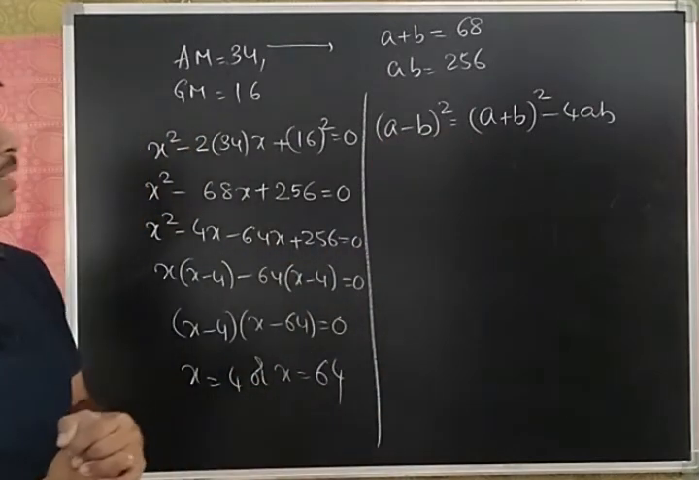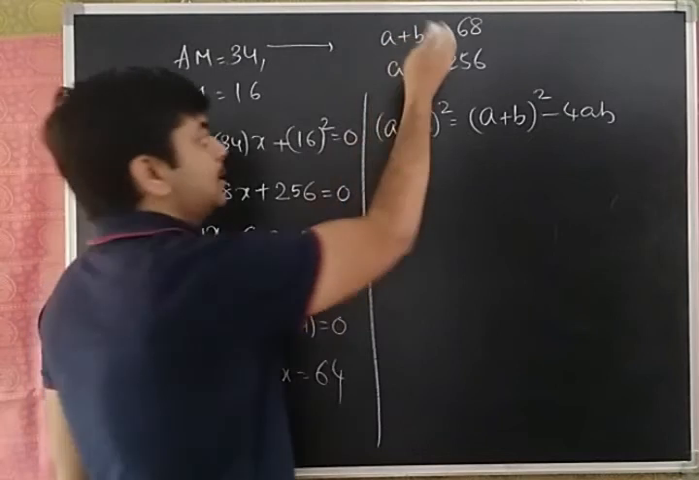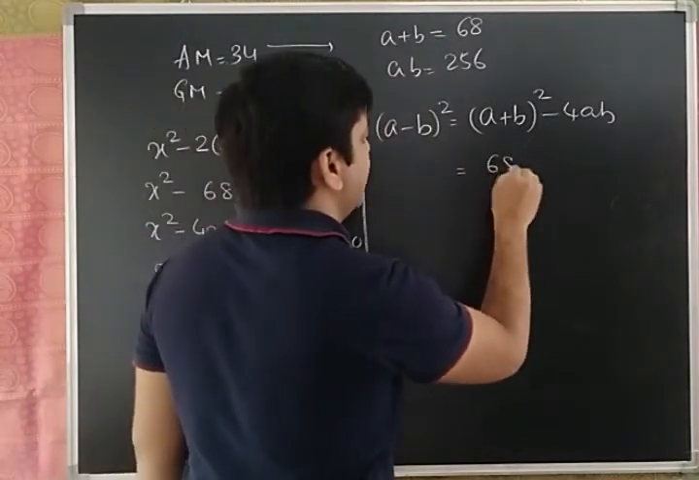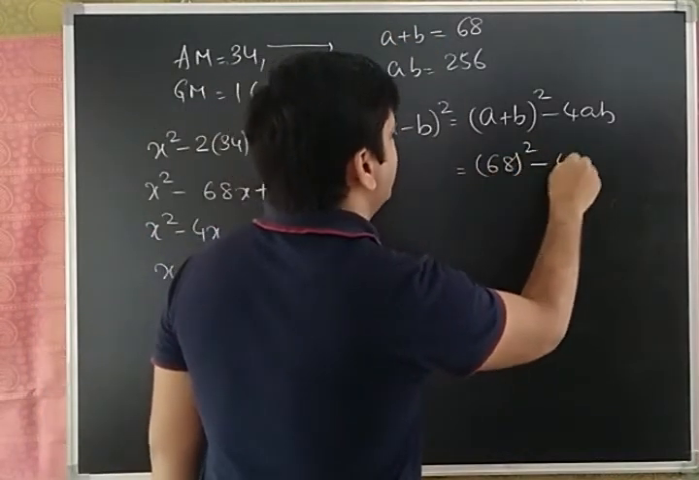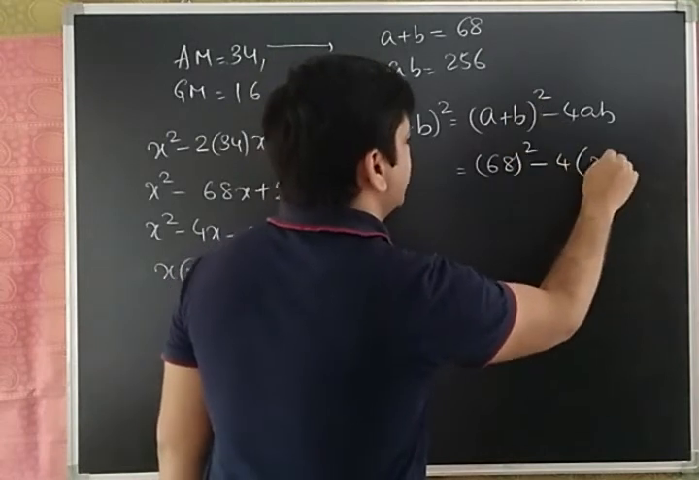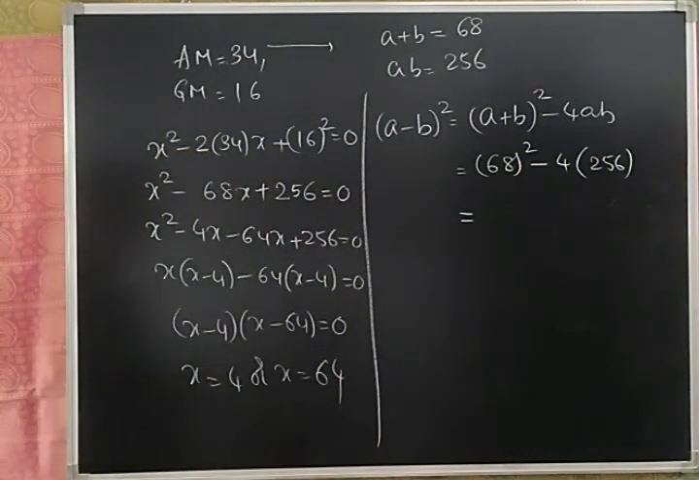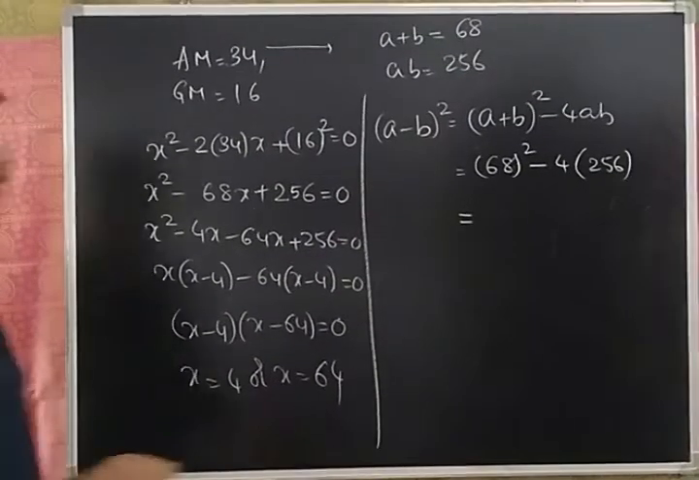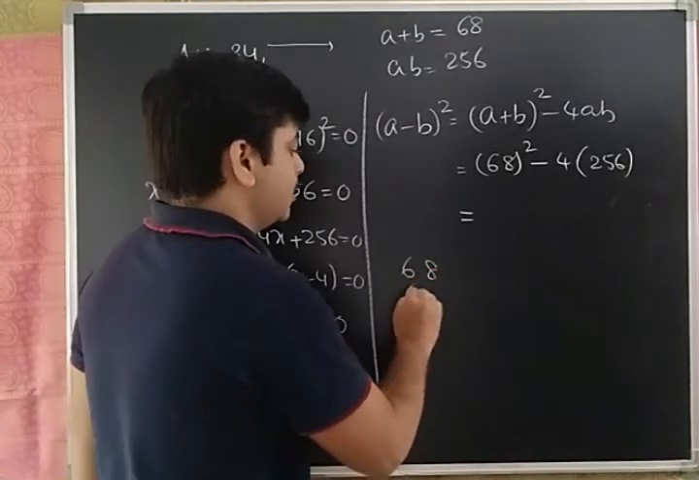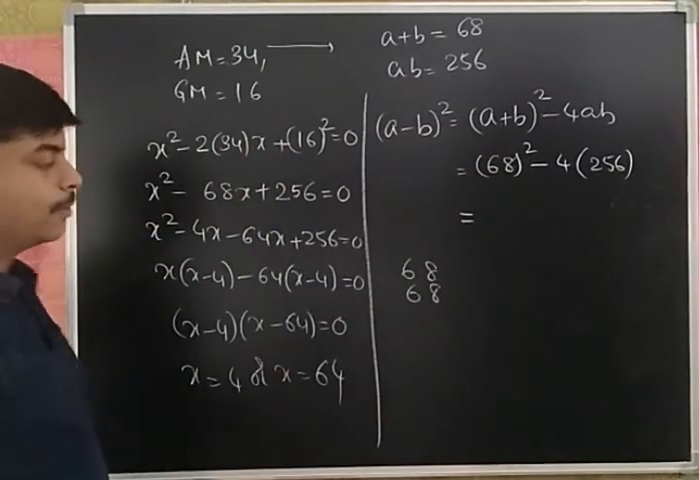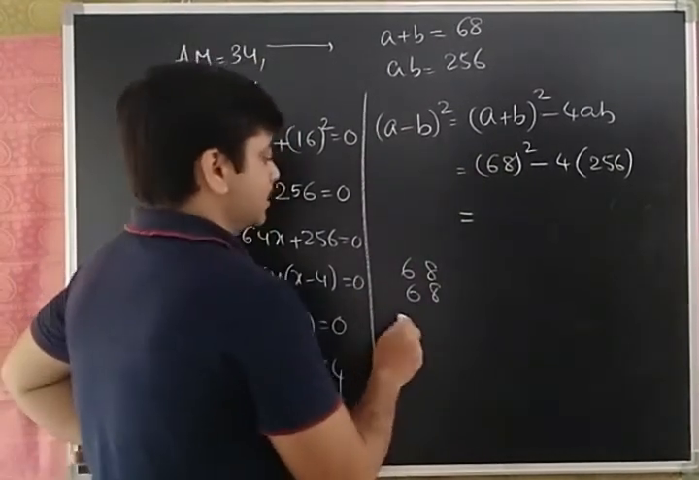Alright. So what is a plus b whole square? 68. Okay, so it is 68 whole square minus 4 times ab, that is 256. So now we need to find the value of this one. Is this difficult? Maybe. Let us try. Why not? Okay, so let us find what is 68 square. 68 into 68. You can also write 70 minus 2 also. That will be more easy. But okay, whatever it is.